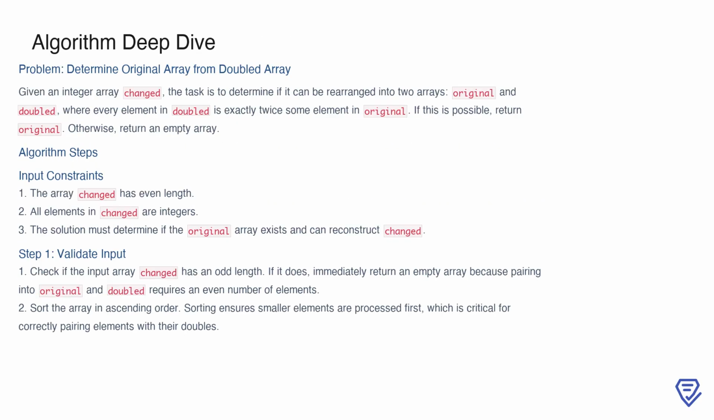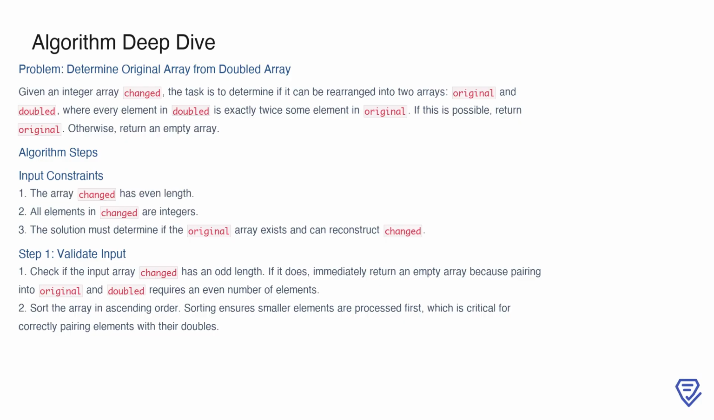The problem we're tackling involves reconstructing an original array from a given changed array, such that every element in changed is exactly twice an element in original. If this pairing is possible, we return the original array, otherwise, we return an empty array.